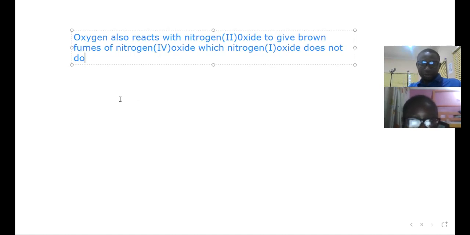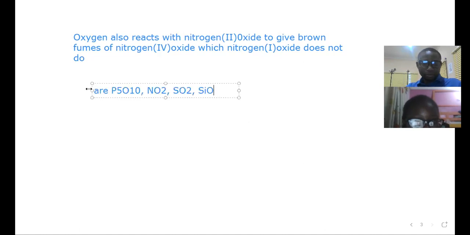Let me share this with you. Now we have P5O10, NO2, SO2, SiO. So these are just a few examples of acidic oxides. We can also call them the acid anhydride, when they react with water. Okay, we also have basic oxides. Remember, acidic oxides are non-metals that dissolve in water to form acidic solutions, some non-metals reacting with oxygen.